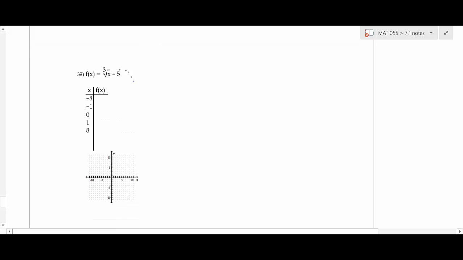So with this one, this is a cube root. Again, I'm going to give you the numbers for x to keep it fairly simple. So we're going to work this out just one by one. We're going to do cube root of negative 8 minus 5. Now notice this time the minus 5 is not under the radical. Okay, so I'm going to do that one at a time. Okay, the cube root of negative 8 is what? Negative 2. Negative 2 minus 5 is negative 7.